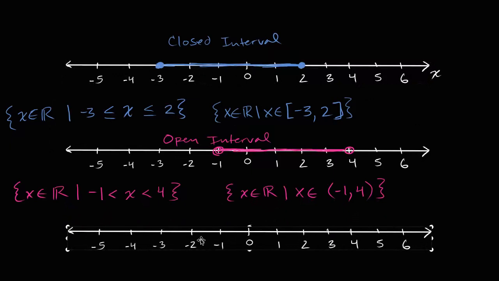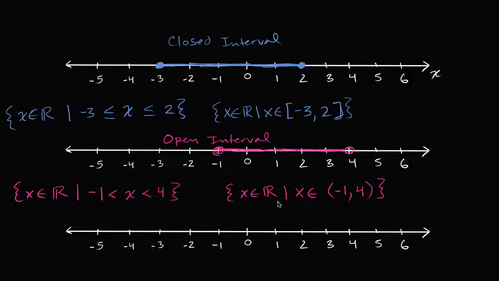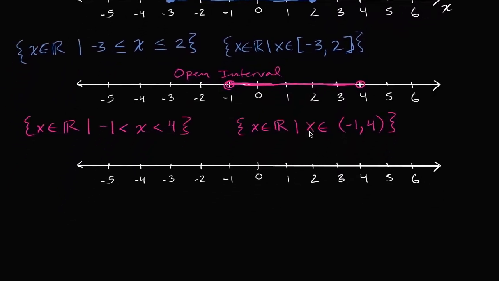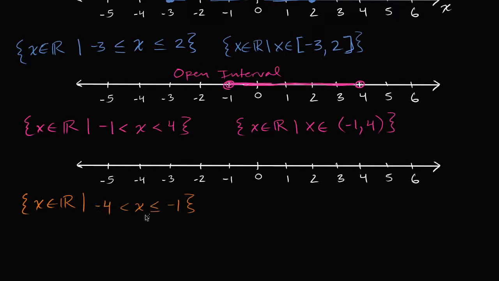So I'll get another number line here. Another number line. And let's say that we want to, and actually let me do it the other way around. Let me write it first, and then I'll graph it. So let's say we're thinking about all of the x's that are a member of the real numbers such that, let's say -4 is not included, is less than x, is less than or equal to -1. So now -1 is included.